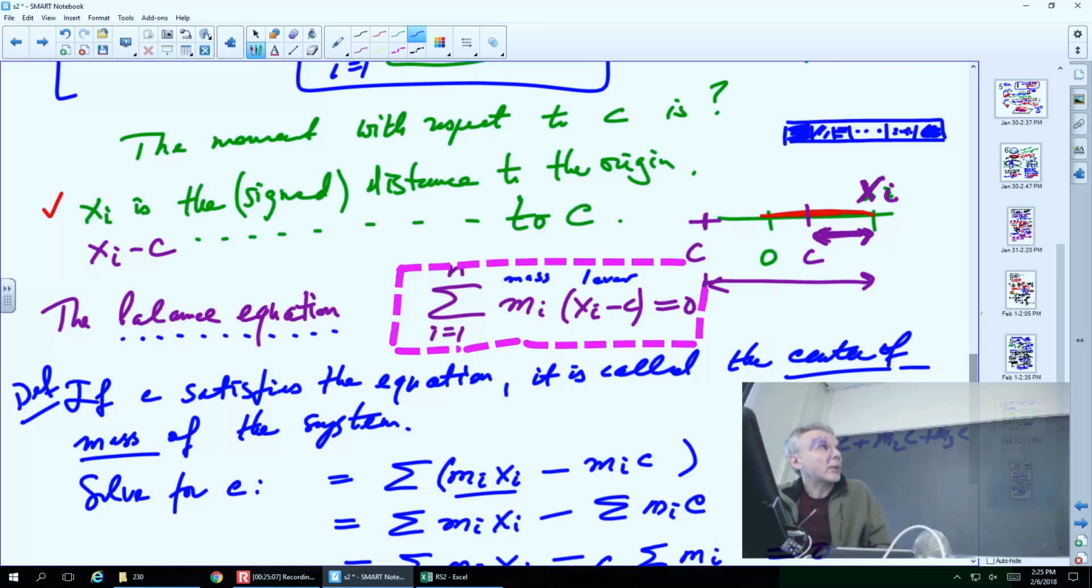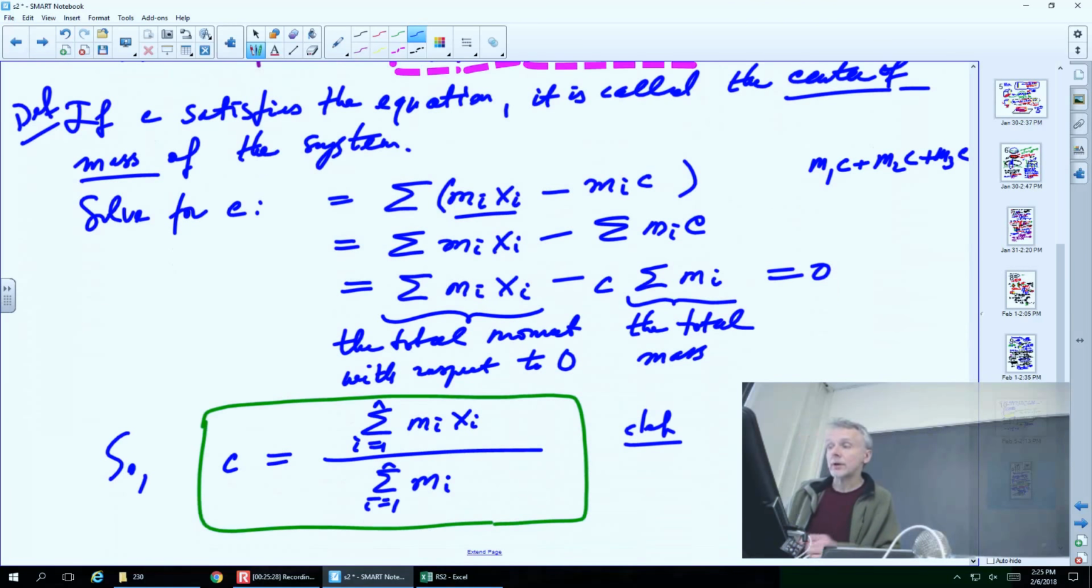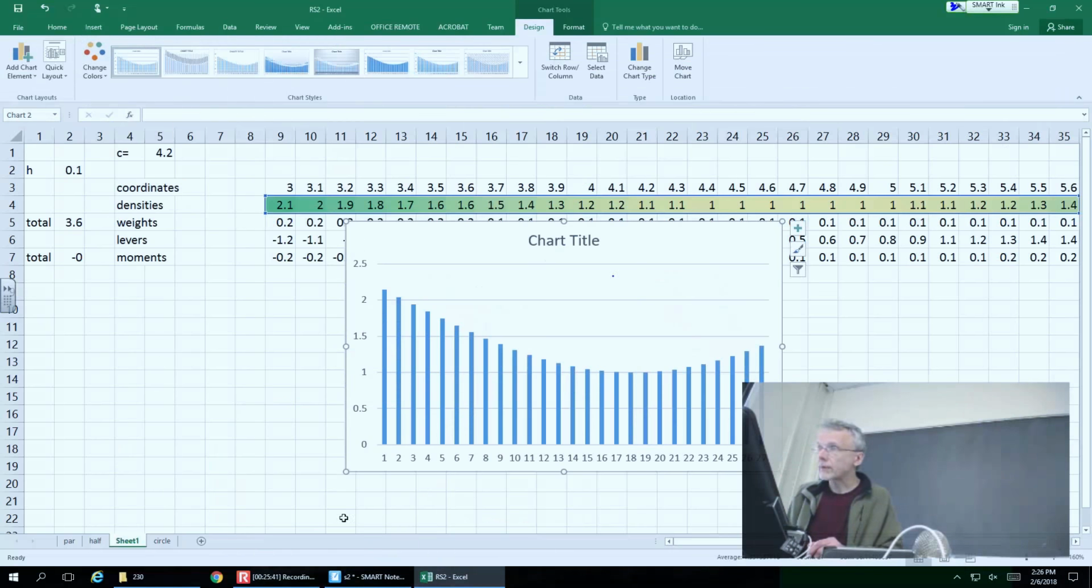We took the balance equation relative to C, and then found by trial and error, by reducing, making smaller and smaller steps left and right, such a C that gives us indeed the zero total moment. But then you can certainly verify that C is supposed to be the total moment divided by the mass. Well, let's verify that. So remember the answer is 4.2. Let me copy this.